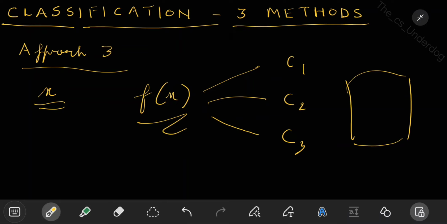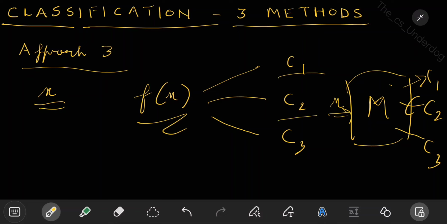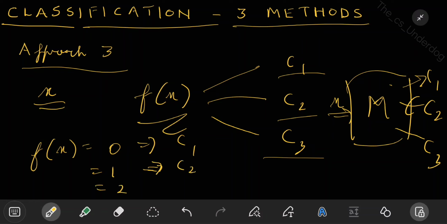That is, when you're making a model, this is your model. What will this model do? It will take x as input and directly transform x into classes C1, C2, C3. This time the disadvantage is you don't know any of the component probabilities. You don't know the posterior or anything. You simply know the class. So here you will have some class label. If you have C1 and C2, or you may have C3 as well, then if f of x equals 0, you will say this is class C1. If f of x equals 1, you will say it is class C2. If f of x equals 2, you will say it is class C3. So this is the simplest approach.